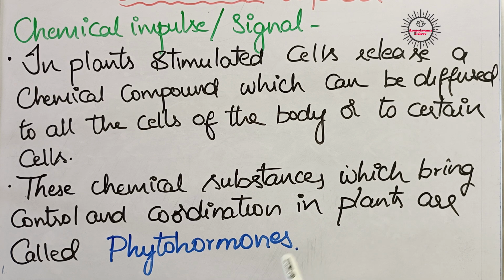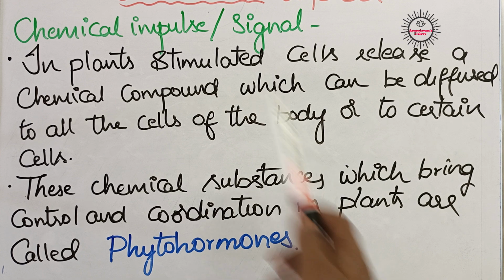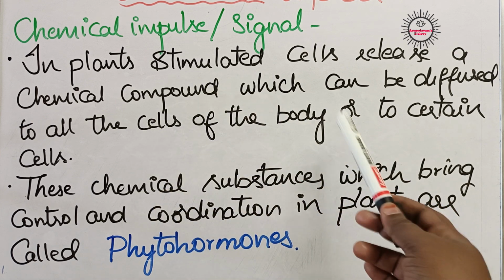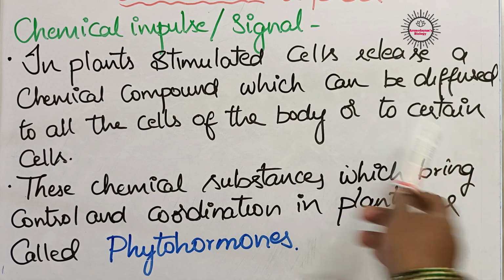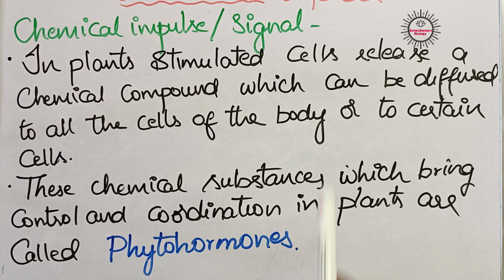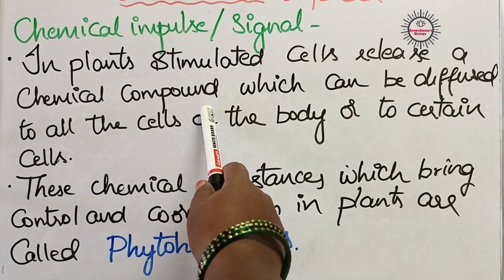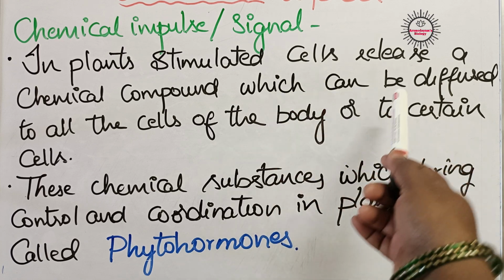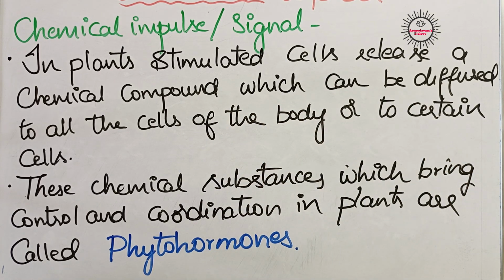So what happens in plants is, if any cell is stimulated, it releases some chemical substance, which can be diffused to certain cells which are connected to it, or if needed to all the cells of the body. Okay, a cell which is stimulated will release some chemical substance, and that chemical substance will be passed to the cells which are connected to it, or to all the cells of the body also.